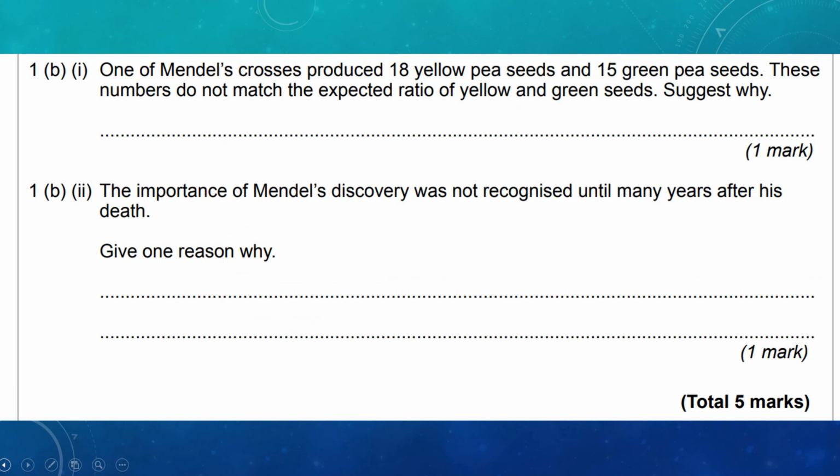Second part to the question then, one of Mendel's crosses produces 18 yellow peas and 15 green. These numbers do not match the expected ratio of yellow and green seeds. Suggest why. And the importance of Mendel's discovery was not recognised until many years after his death. Give one reason why. So this is out of 5 marks. Pause the video, attempt the questions, and I will go over the answers.